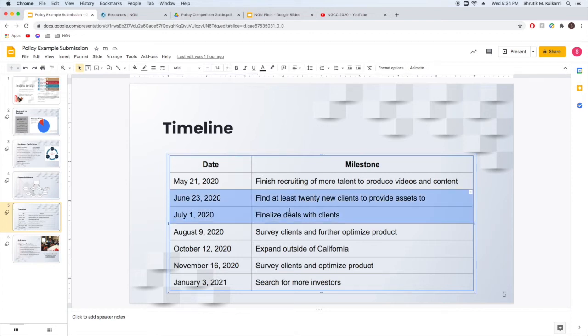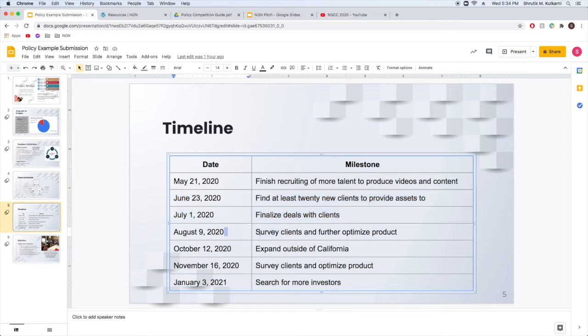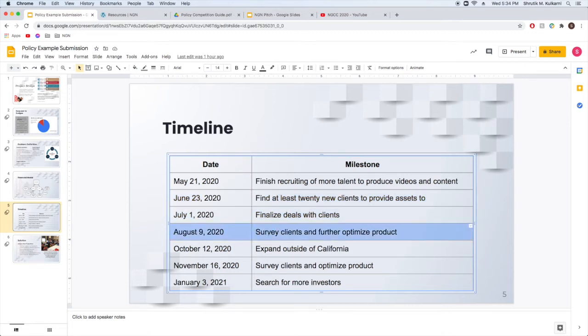Here's customer acquisition. This is something that you really want to do, especially if you're doing a policy project. You want to be able to survey your clients and optimize your product. Essentially, that means you want to show the judges that you're able to alter and be flexible with your product in order to be open to more ideas and maximize the potential impact of your proposal, right?